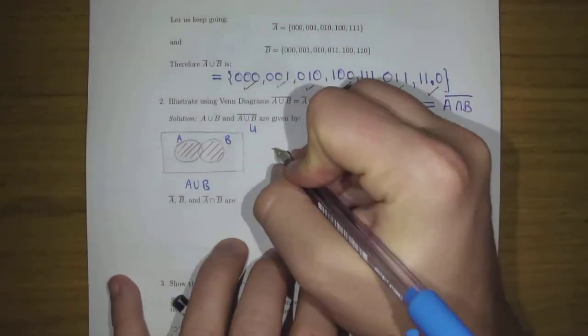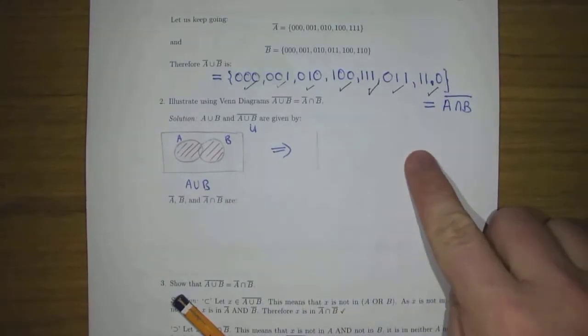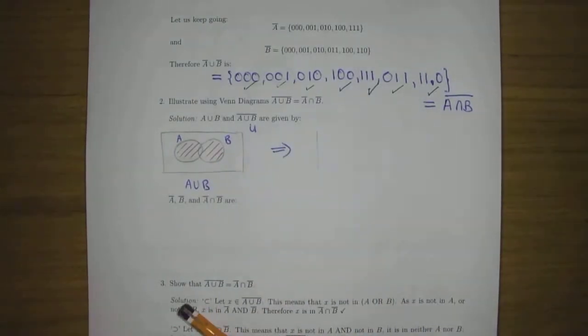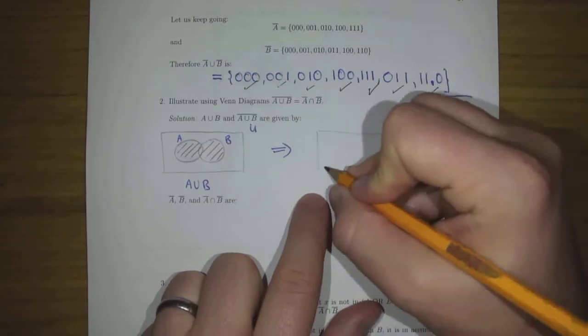Now I'm going to write this symbol here. Now this kind of means implies. If this is true, then this is true. If this is A or B, then from that, therefore, we get the not A or B.